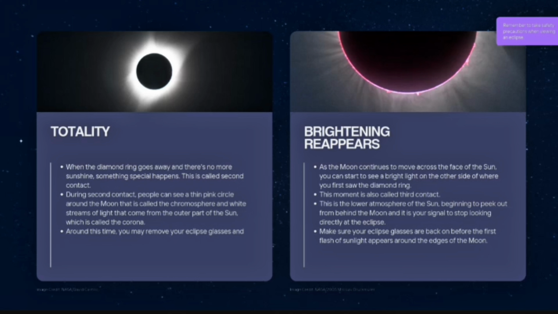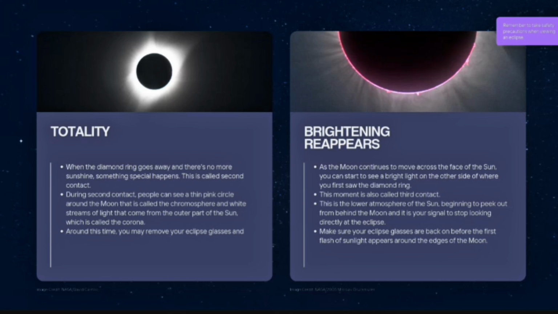So this is where the brightening reappears. As the moon continues to move across the face of the sun, you can start to see a bright light on the other side, where you first saw the diamond ring. This moment is also called the third contact. This is the lower atmosphere of the sun beginning to peek out from behind the moon, and it is your signal to stop looking directly at the eclipse.